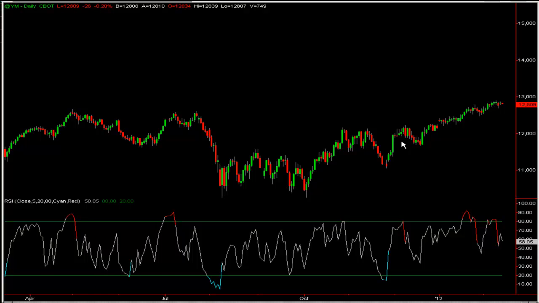Hi folks, this indicator is Wilder's RSI. That's Wilder's RSI. It should not be confused with relative strength, which compares one instrument to another or to a benchmark. For example, comparing an individual stock to the Dow Jones Industrial Average.